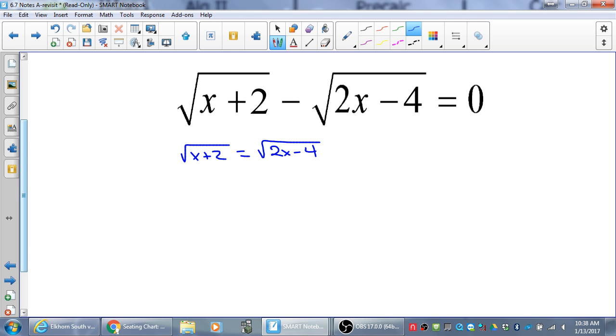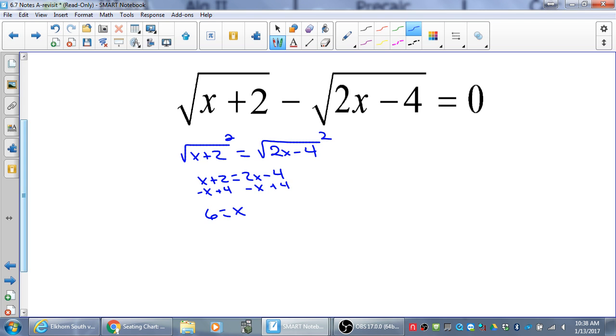If you add this one over and you square both sides, x plus 2 equals 2x minus 4. They both go away. There's no messy FOILing to do, not on this one. So we're going to minus x and add 4. So 6 equals x. x is 6.